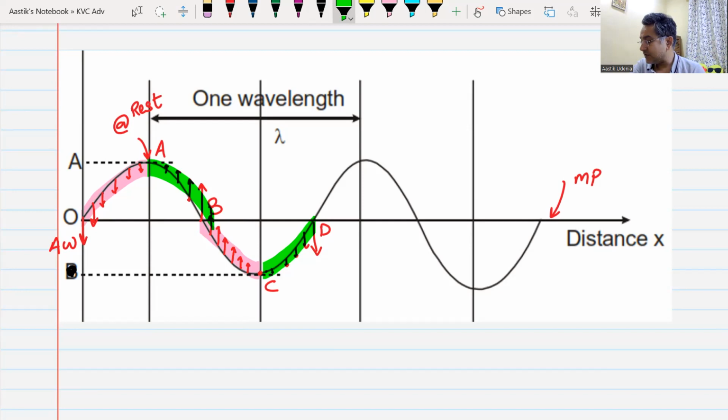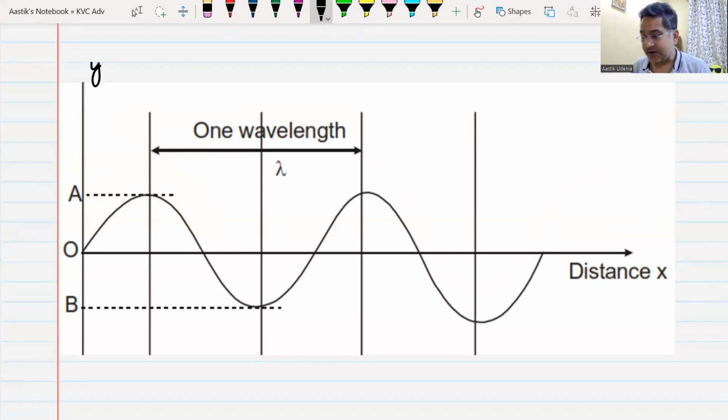One more thing we have to understand. Again, from the same y-x graph. The graph has not changed, because you will only get the graph of y with x in a question. So again, this is the graph between y and x. This is a snapshot of a wave at one particular instant. We have seen how the velocities of different particles are. Now we'll talk about their accelerations.